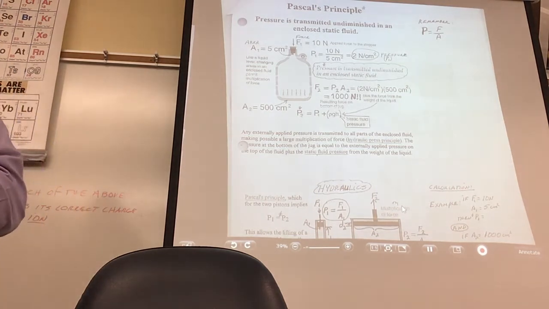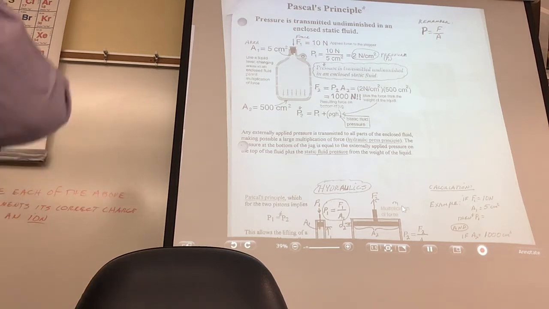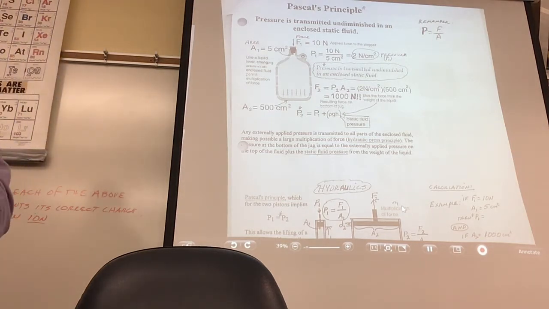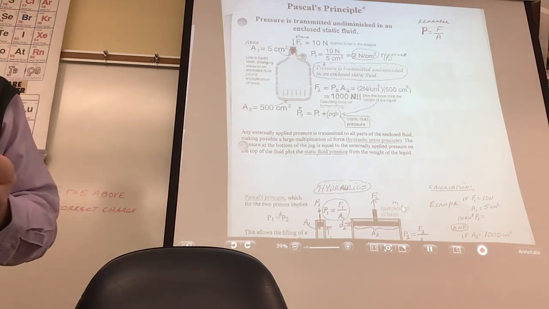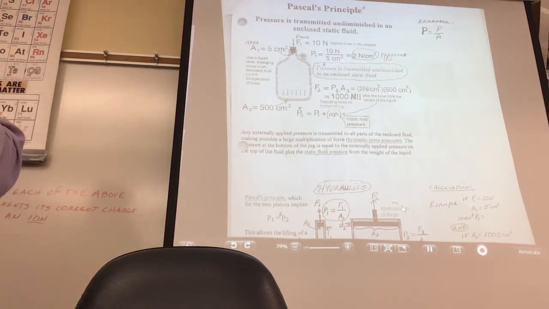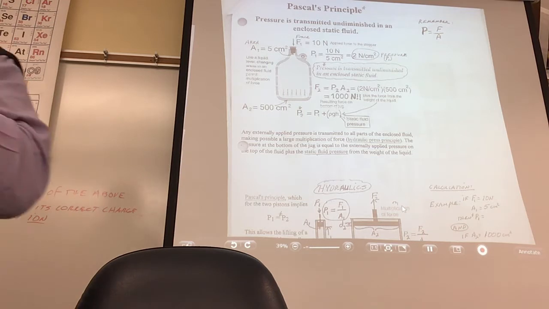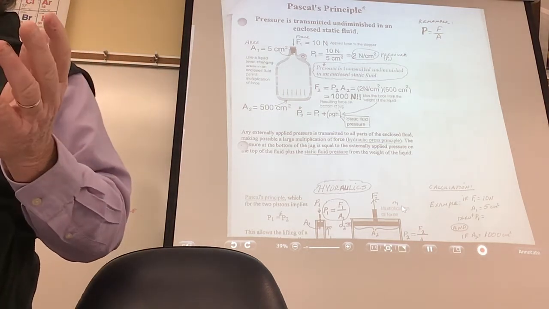And I'll read it to you and see if it makes sense to you. Pressure is transmitted undiminished in an enclosed static fluid. Okay, so what they're saying is, because you can't really compress liquids, if you try to compress the liquid, any pressure you exert on that enclosed liquid will be transmitted to every surface.